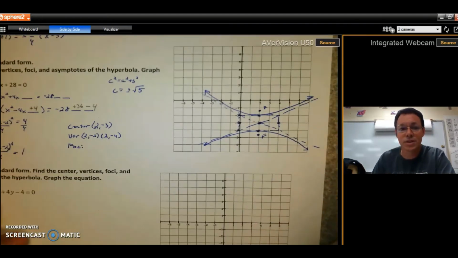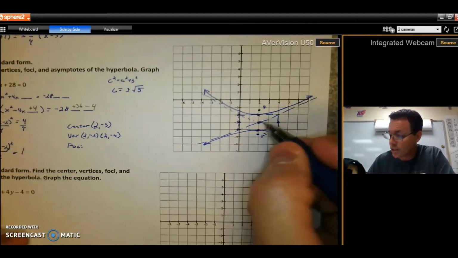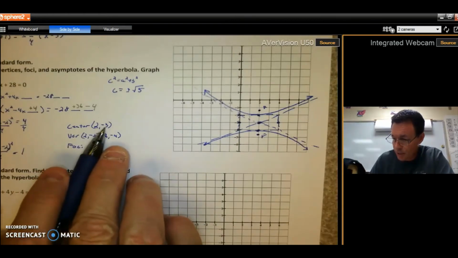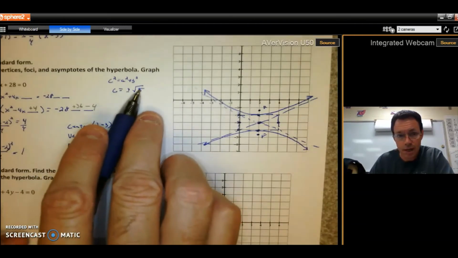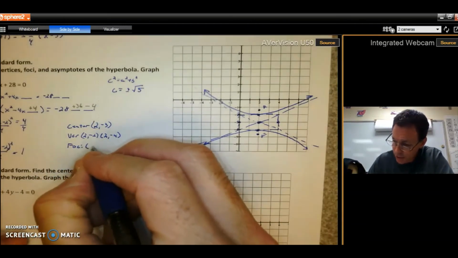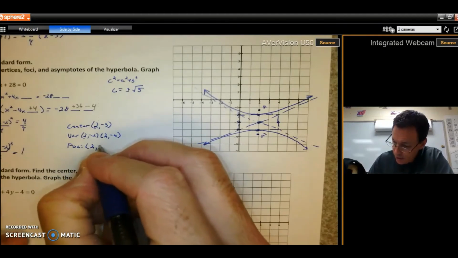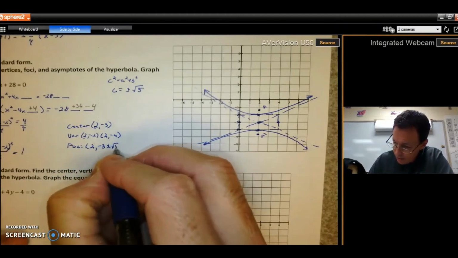So this one we do have to use the other way of writing. So I went to my center, which was 2, negative 3, and then I added and subtracted to the y value. I went up and down, and the amount I went up and down was radical 5. So the foci is 2, comma, negative 3 plus or minus radical 5.